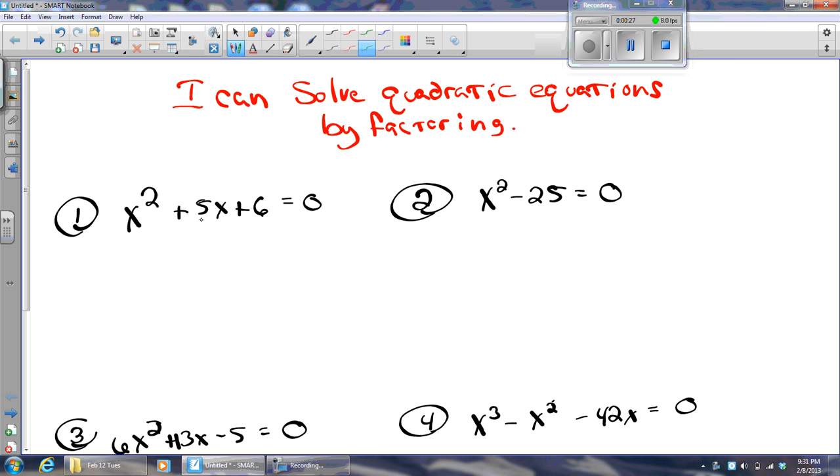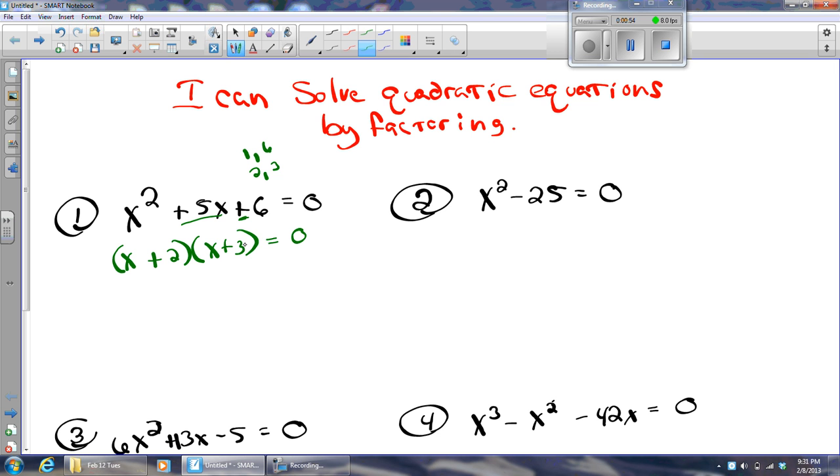All right, first of all, we've got this trinomial here. And we can do this the simple way where we just go 1, 6, and 2, 3. And since this is a positive, we're going to add to get this number here. Well, 2 plus 3 is 5. So this is going to factor like x plus 2 as a quantity and x plus 3 as a quantity, right?